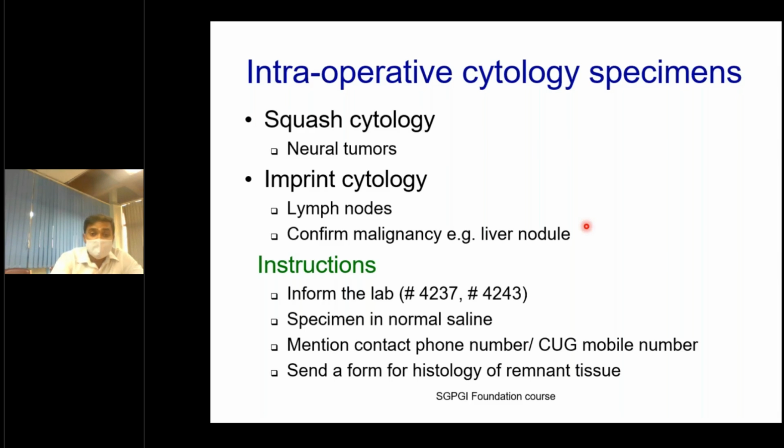The specimen needs to be sent in normal saline, and mention the contact number or the CUG number of the resident, because for intraoperative procedures we can then communicate the results as early as possible. And following the surgery, you can send the remnant of the tissue for histology.